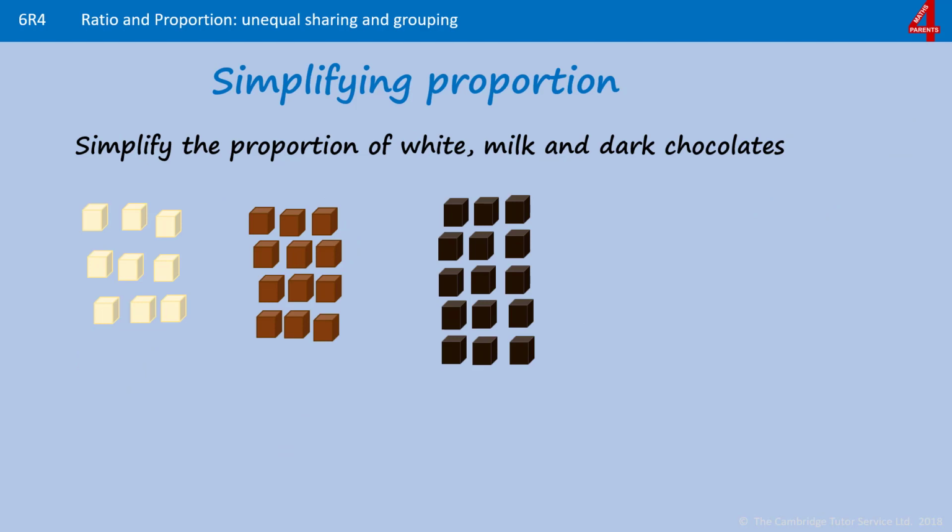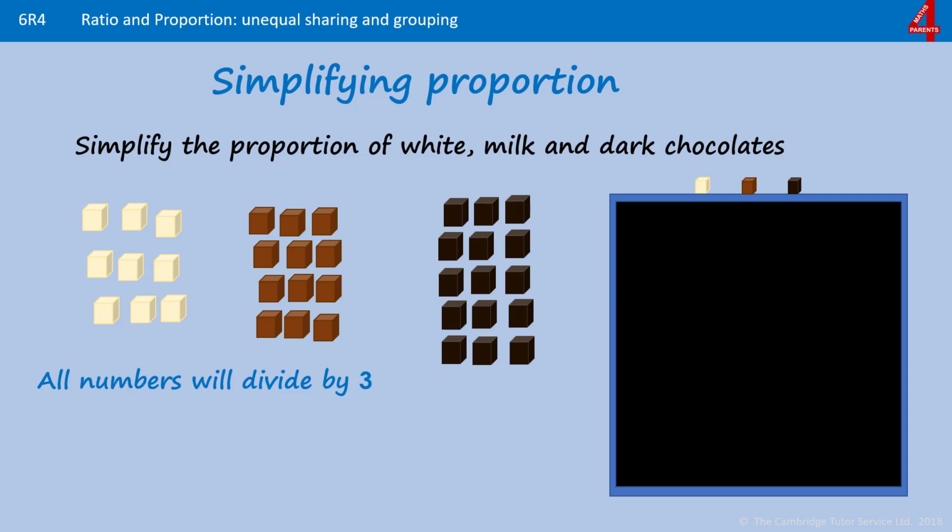Sometimes there's more than 2 items for you to compare. Here you're asked to simplify the proportion of white, milk and dark chocolates. If you count, you will see that each of those numbers will divide by 3. We have 9 white chocolates, 12 milk chocolates and 15 dark chocolates. And if we add those together, that's 36.